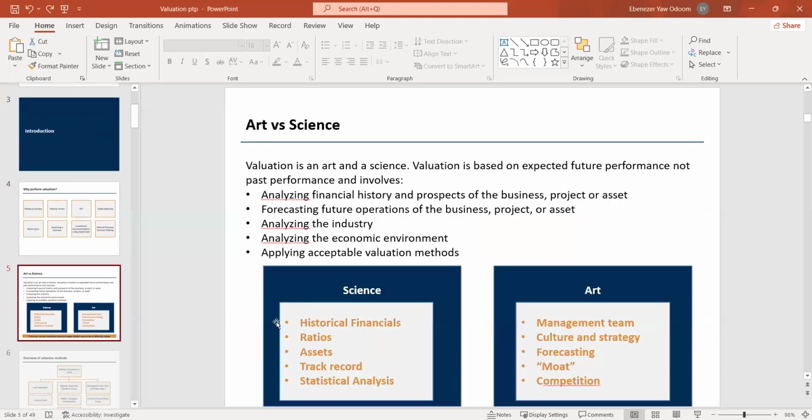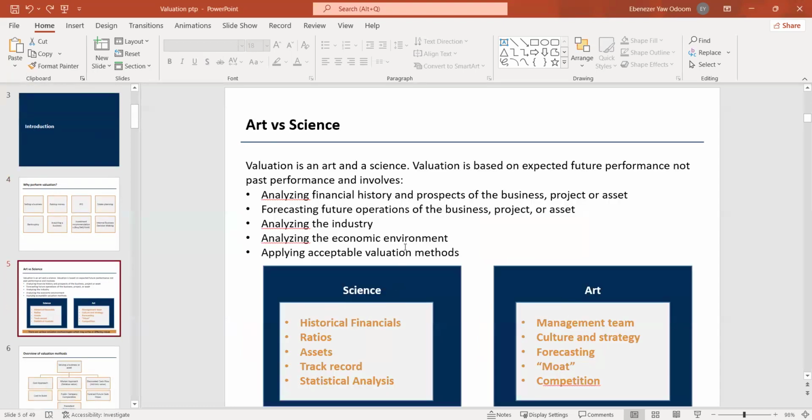Now, valuation, most of the time we say it's an art. I'm sure if you follow analysts, someone will say that, okay, valuation is an art. And then someone will say that, oh, valuation is a science and all of that. So I want to establish that valuation is partly art and partly science, right?